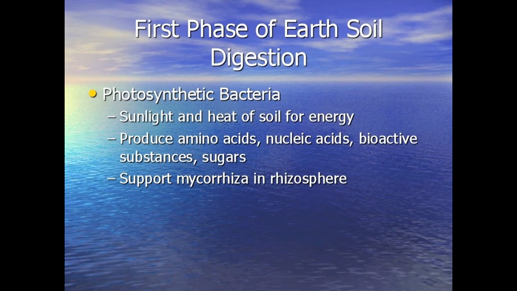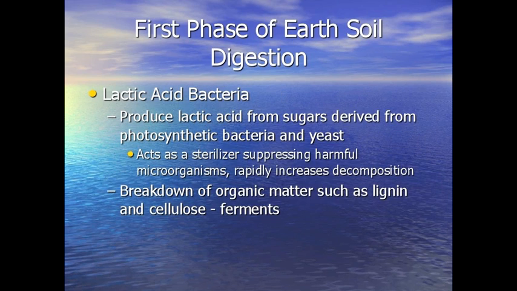Okay, so you have a couple different types. You have photosynthetic bacteria. They use sunlight and heat of soil for energy. They produce amino acids, nucleic acids, bioactive substances, and sugar, and they provide support for mycorrhizae in the rhizosphere. And we'll get into what mycorrhizae are in a little bit.